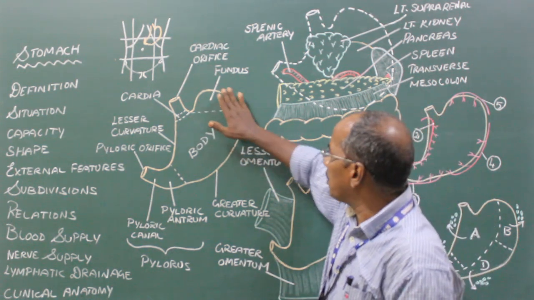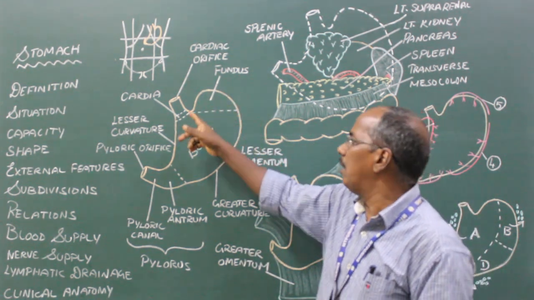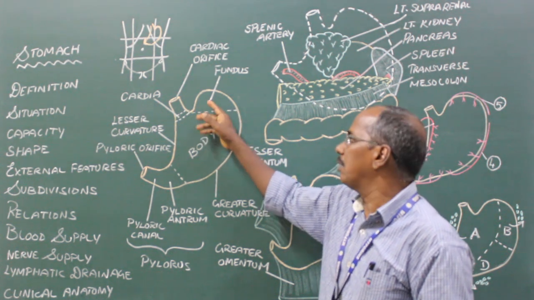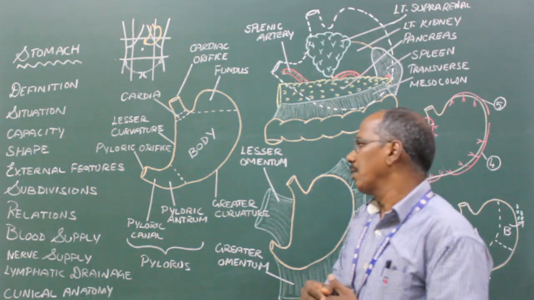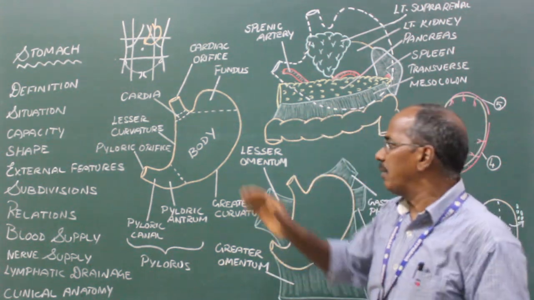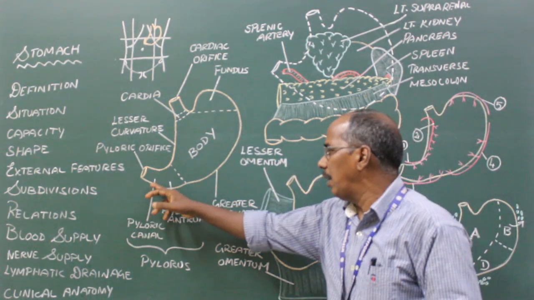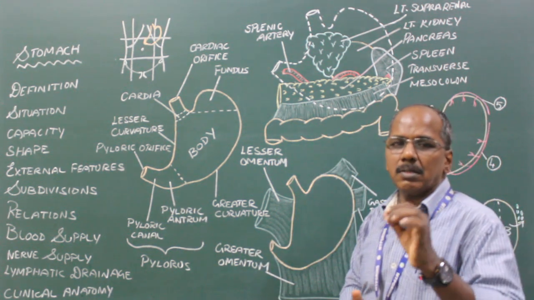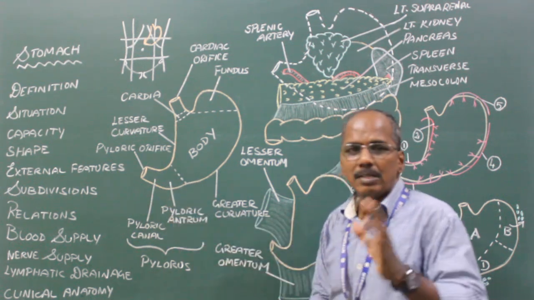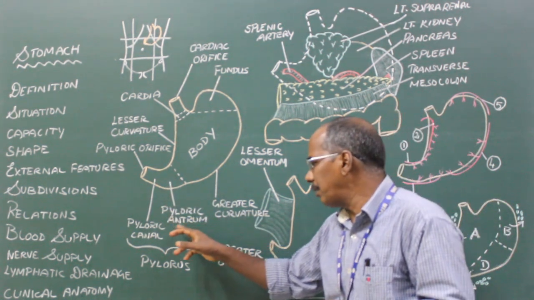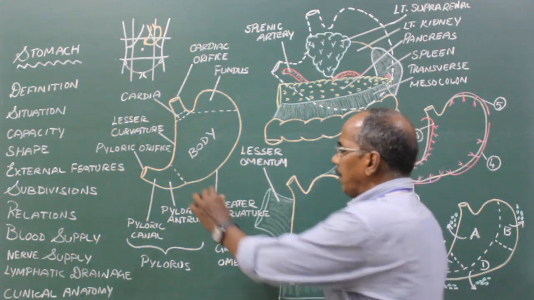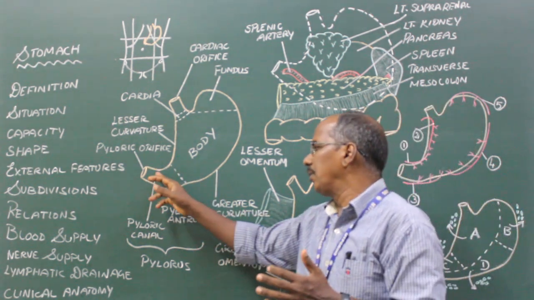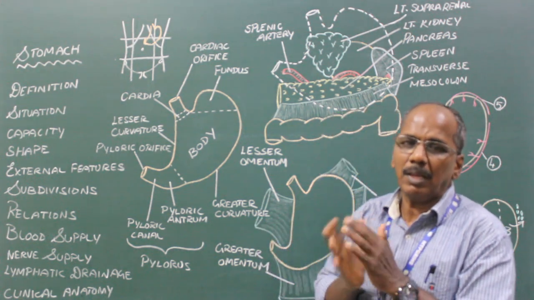Fundus, it is a part of the stomach which lies above the level of cardiac notch. So above this notch, the part of the stomach is known as fundus. Body, it is a part of the stomach which lies between the fundus and pylorus. Pylorus, it is the lower part of the stomach which consists of pyloric antrum and pyloric canal. The upper broader part is known as pyloric antrum and the lower narrow part is known as pyloric canal.